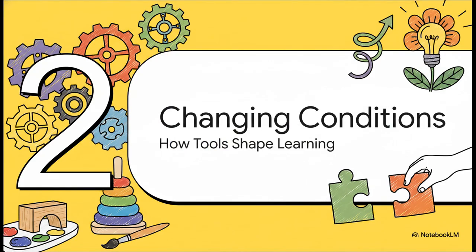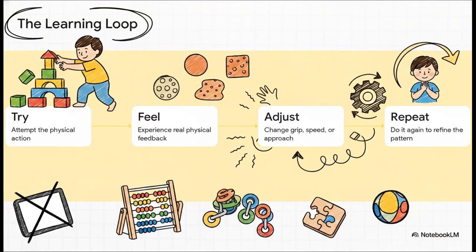Okay, moving right along to Section 2, changing the learning conditions. Let's look at the underlying mechanics here. Notice this step-by-step physical loop a toddler goes through to cement a new skill. Try, feel, adjust, repeat. That right there, that's where a skill becomes real. A screen-free tool fundamentally changes the conditions of learning because it forces this loop to happen. It changes what a kid can notice, what they can manipulate, what they can fail at, and eventually what they can master.